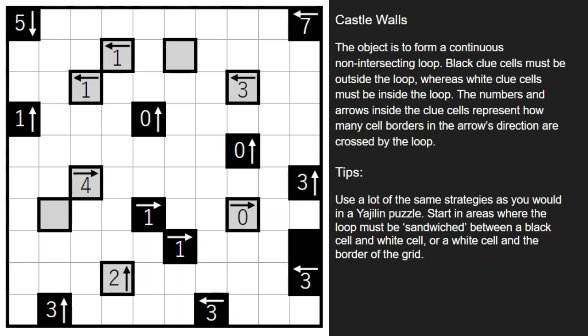So what I mean by that is if we look at this seven, vertical lines in that direction are going to be crossed by the loop. Whereas if we look at this clue here, this 3 says that 3 horizontal lines in that direction are going to be crossed. And that's about it for the rules.